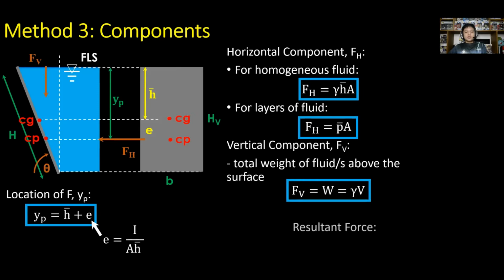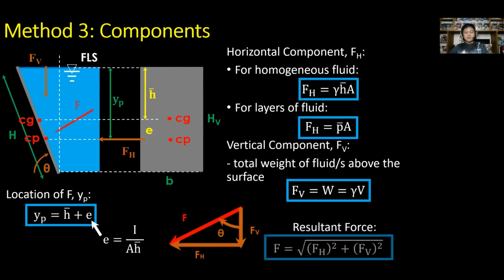So for the resultant force, if we already identified F sub H and F sub V, then we will consider the force triangle and apply the Pythagorean theorem. That is, F is equal to the root of the sum of the squares of F sub H and F sub V.